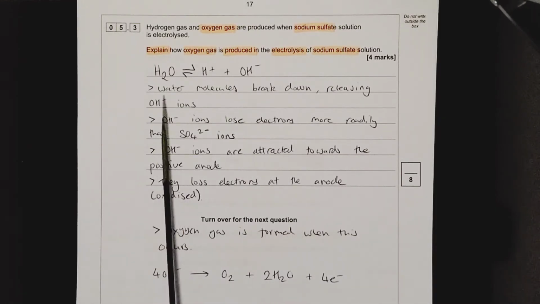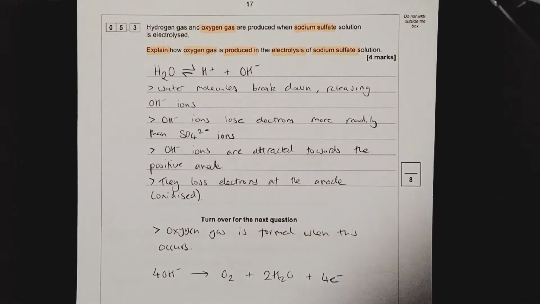Now, the hydroxide ions actually lose electrons at the positive electrode, the anode, more readily, more easily than the sulfate ions. So they both migrate, they both move over to the anode, but the hydroxide ions find it much easier to lose their electrons to the anode than the sulfate ions. So the OH- ions are attracted towards the positive electrode, the anode, and when they get there, they start to lose electrons at the anode instead of the sulfate ions.